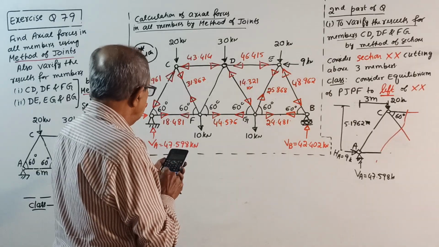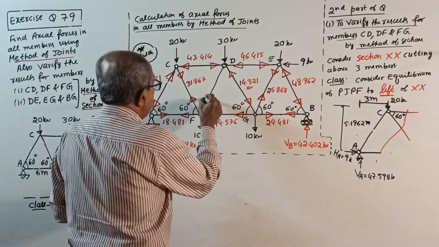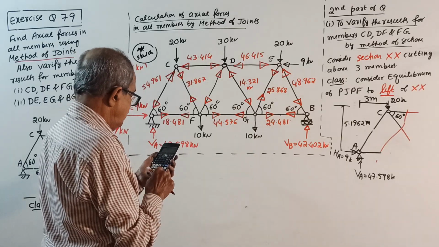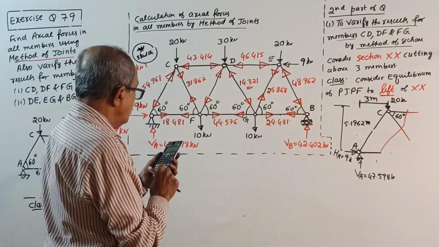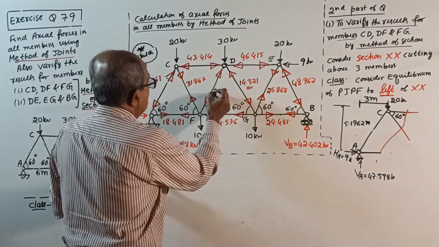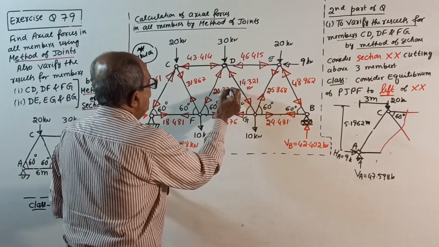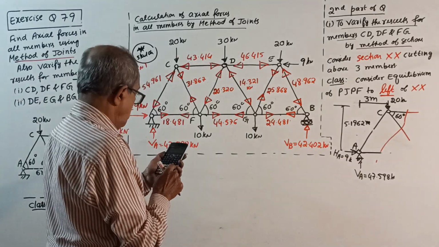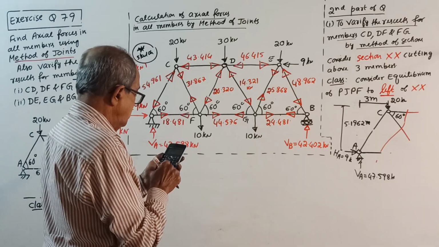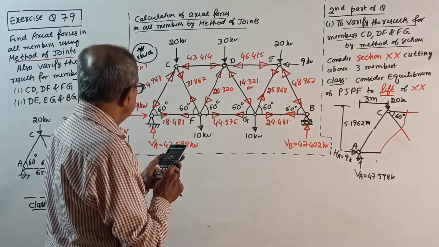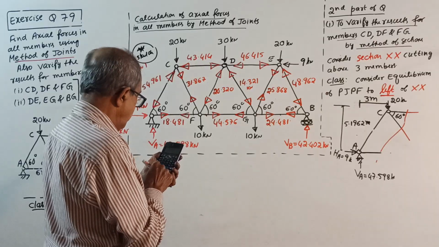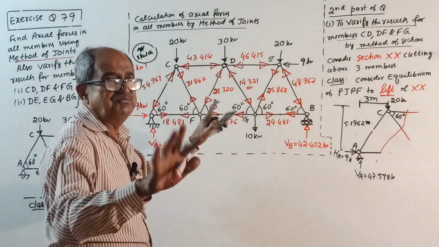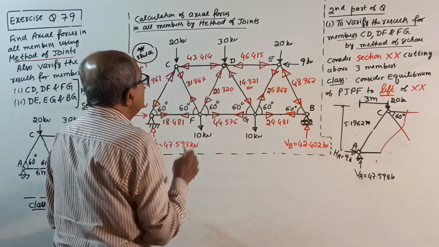31.867 into sin 60. That is actually up. So this is down. Down and up. Okay. From that one, I will subtract 10. Divide by sin 60. I will get 20.320. Now, I will check horizontal equilibrium here. 20.320 plus 31.867 into cos 60, total coming 26 point something, plus 18.481 is 44.575. Perfectly okay. I will come to joint T and check the equilibrium.